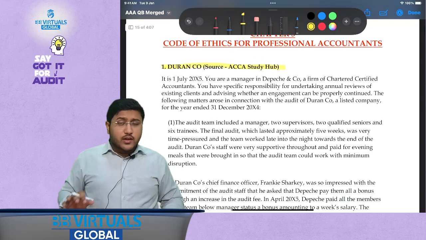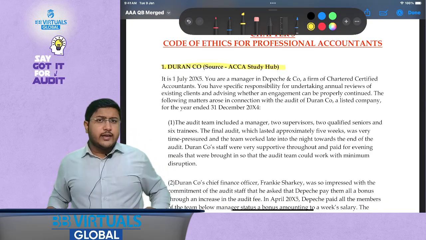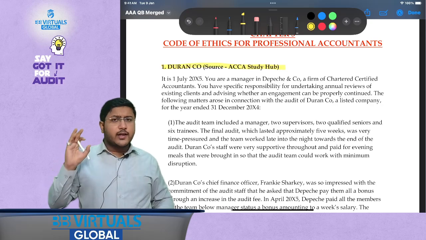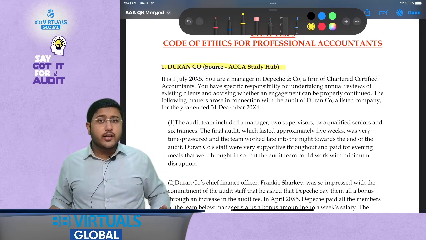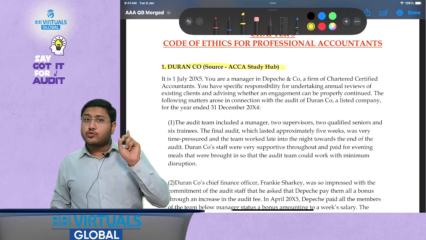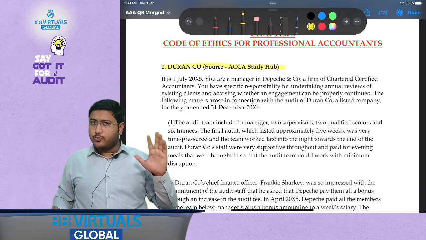The format in which we are going to solve is, we are going to read the case study, we are going to discuss what the requirement is, and then I am going to give you the time to solve it. Once you solve it, then I am going to move forward with the answer.